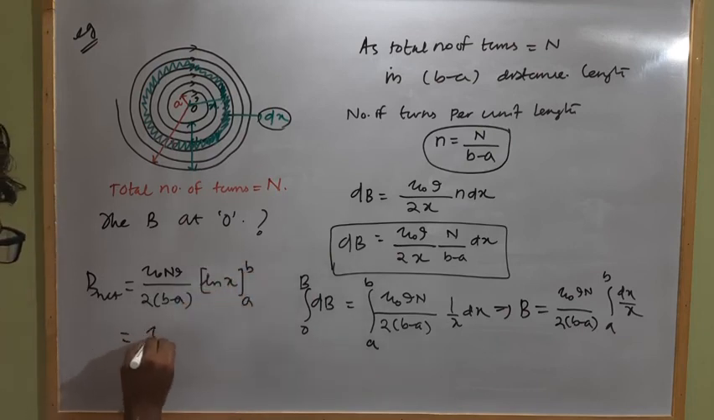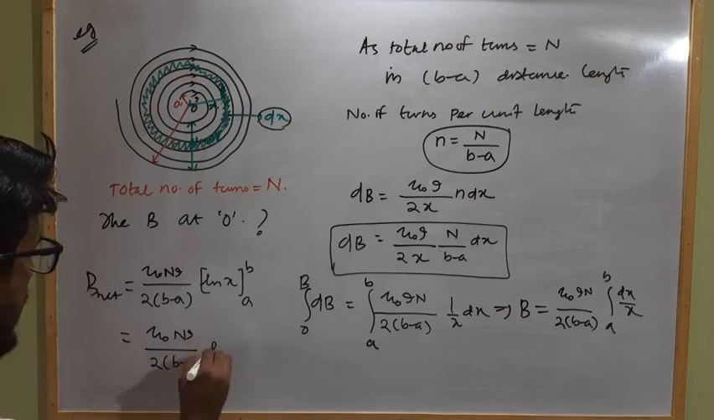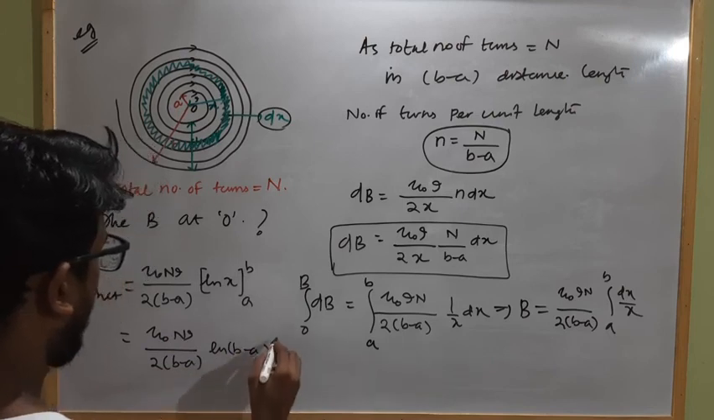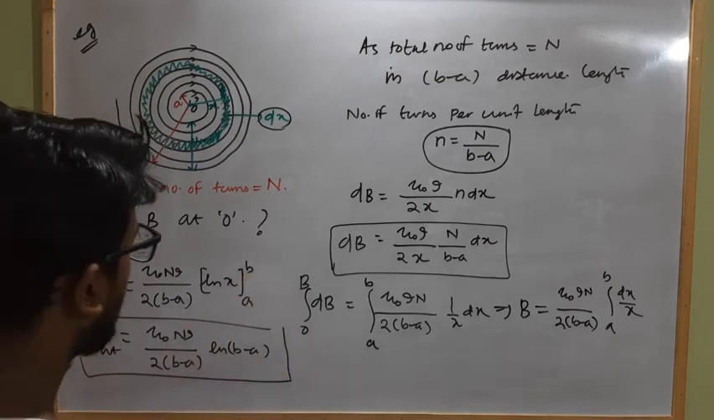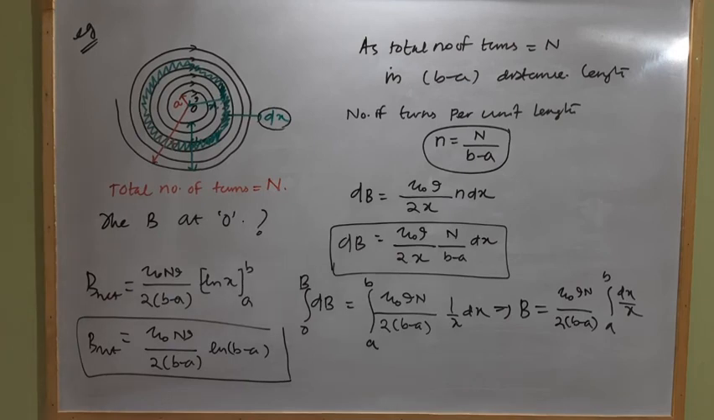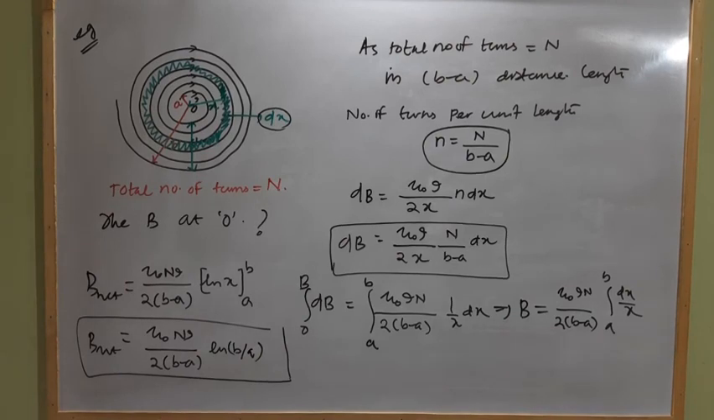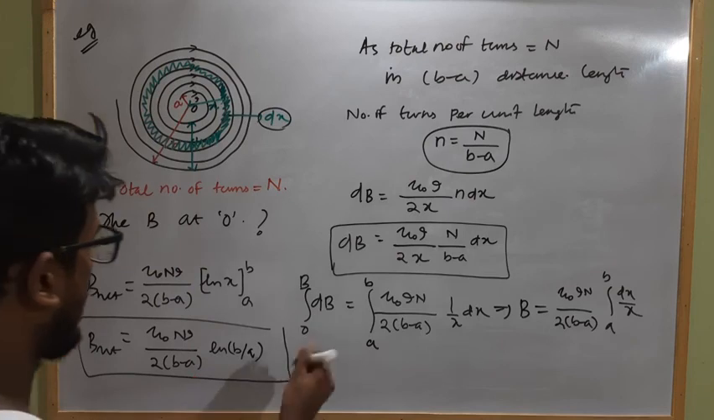So this will become mu naught N I divided by 2 into B minus A, into ln B minus ln A. Sorry, I said ln of B minus A, but ln B minus ln A will be ln B by A. Clear? So this is the expression for magnetic field strength at the center, and as the current is in clockwise direction, the direction will be net inward.